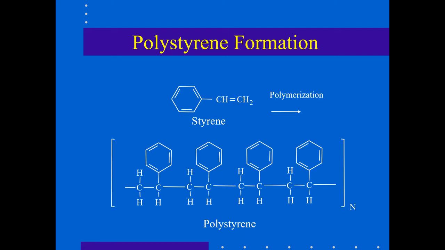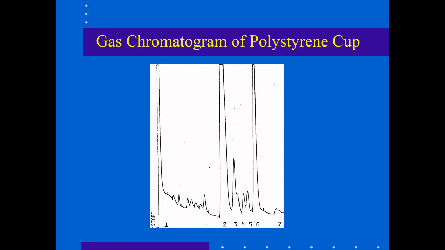So what is polystyrene? It is actually made by polymerization of styrene. So styrene undergoes polymerization, and you get polystyrene. This is a chromatogram of a polystyrene cup. There are 7 peaks here: peak 1, 2, 3, 4, 5, 6, and 7. The major peaks are peak 6, peak 2, and also peak 1.